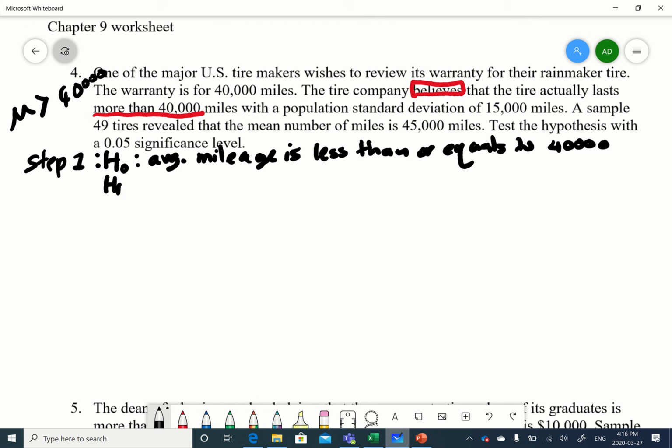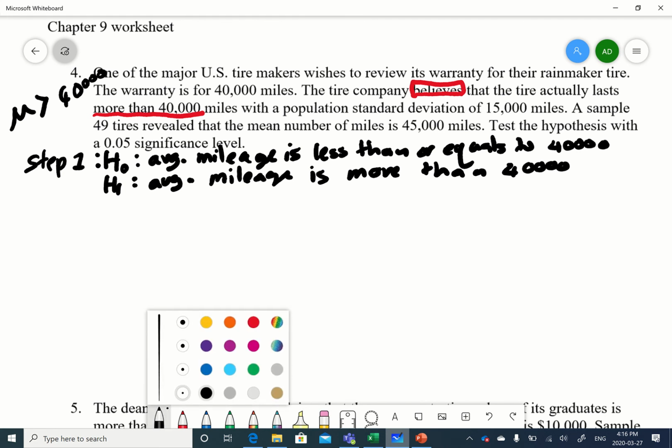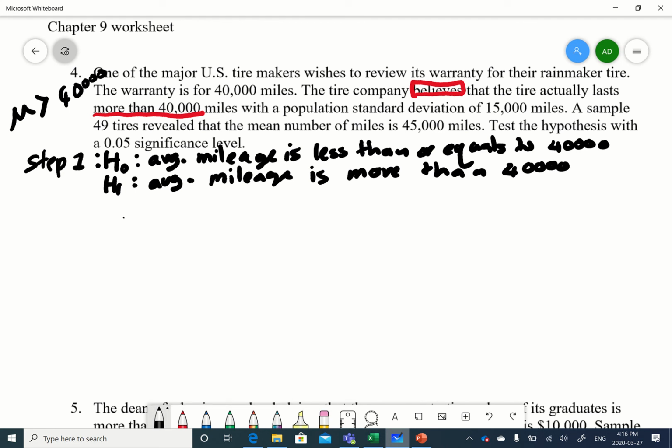And the corresponding H1: average mileage is more than 40,000. So that's what they want to test. Is it actually more than that? Okay. And then step 2, the test statistic.